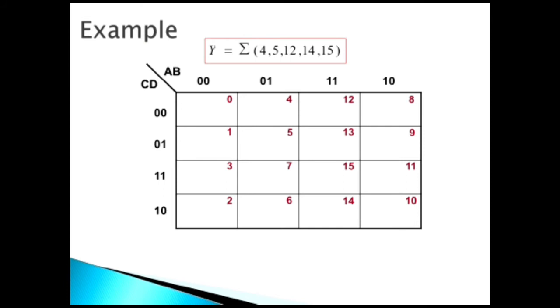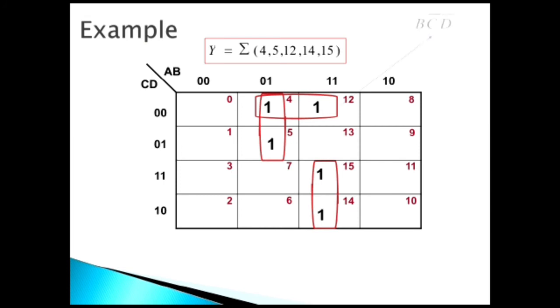Now, from this problem, it is clear that it is a problem of min terms. So, we will place the 4, 5, 12, 14 and 15 equal to 1. After placing these min terms, we will place the other values as 0, and now we will make the grouping. The first grouping or the first pair is becoming like this. The second pair or grouping is like this. Similarly, we will have the third grouping.